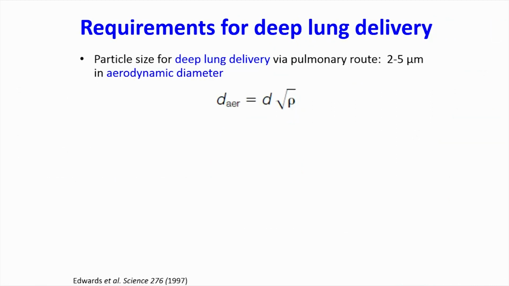So again, what are the requirements? As I said, we have to have 2 to 5 micron, 1 to 5 micron in the deep lung, and the d aerodynamic for polymeric particle we had also discussed. It is nothing but it is related to the physical diameter and the square root of the density.